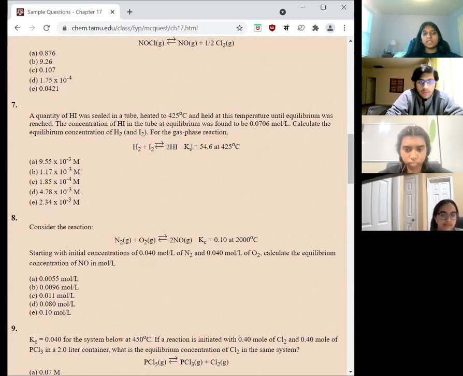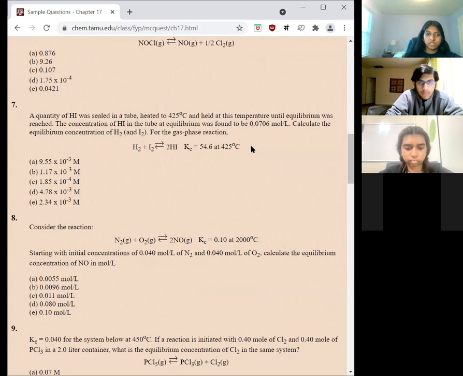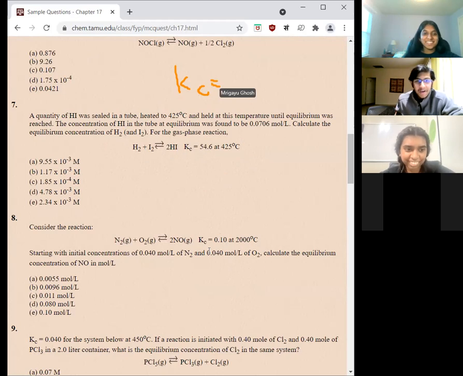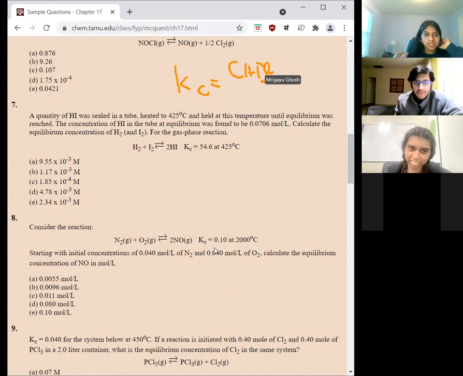Okay, so they gave us Kc, and they also gave us HI, the concentration of HI. Can you annotate the formula? Yes, I can. Thank you for the reaction. Okay. Kc is the concentration of HI squared over H2, oh my gosh, I2.